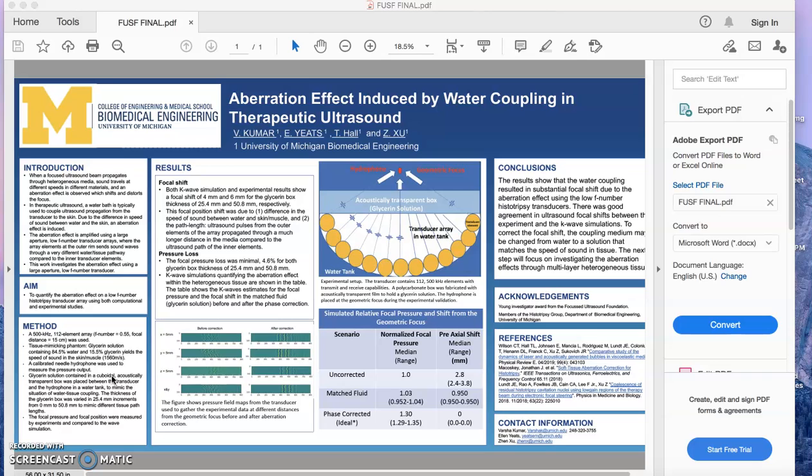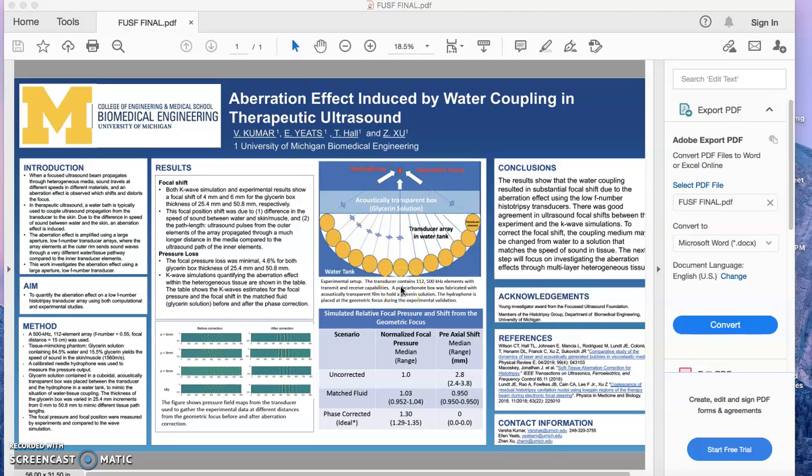So we used a 500 kilohertz, 112 element array with an F number of 0.55. The focal distance of the transducer was 15 centimeters. You can see a figure of it right here.